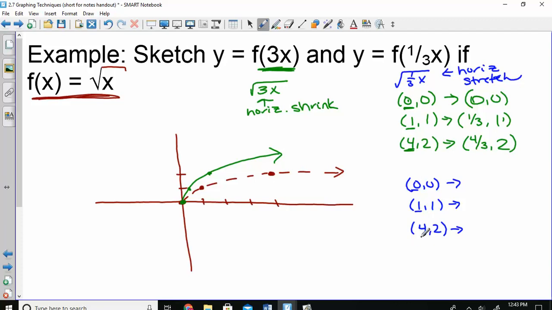All right, so we're changing our x. This says multiplying by 1/3, so we do the opposite, dividing by 1/3. Dividing by 1/3 is the same as what? Multiplying by 3. So 0 times 3 is still 0. 1 times 3 is 3. 4 times 3 is 12.